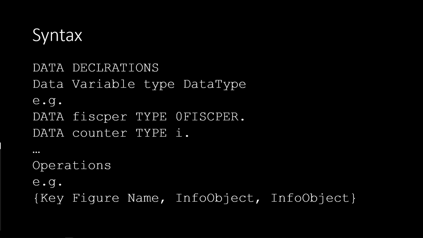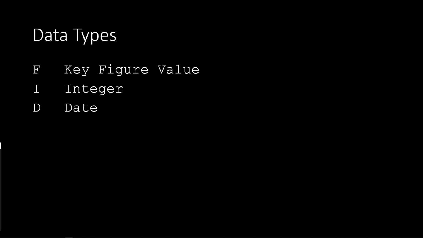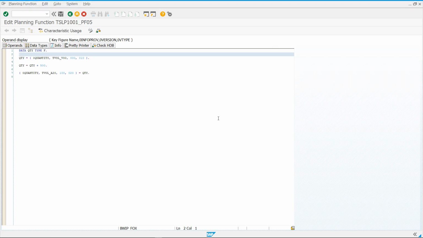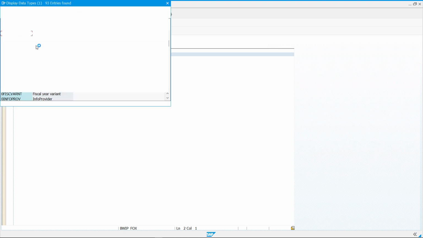Fox code generally follows the following structure. The data declaration must be performed before the operations. We define a variable and type the variable as a predefined type. Any info object can be used to type variables, or some other predefined types such as key figure values, integers, or dates. In the parameter screen, we can display the available data types by clicking on the data types button.